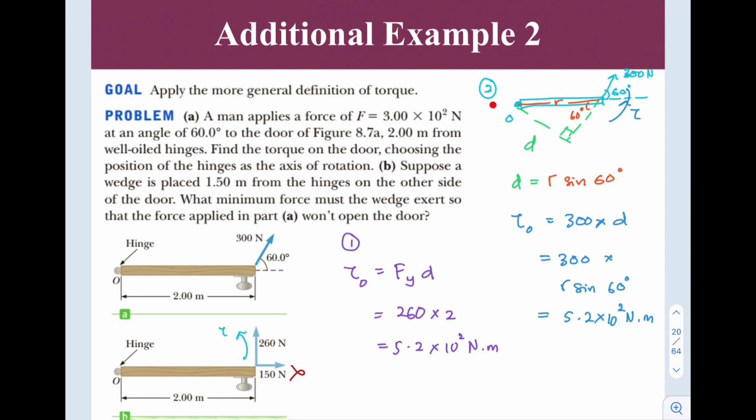Or method number 2, where we are going to use the line of action for the 300 Newton. Figure out the perpendicular distance from the line of action of the force to the axis of rotation. So our D will be R sin 60. From that, the torque produced at point O is equal to 300 times D. The D itself is R sin 60. It will give you the same answer.